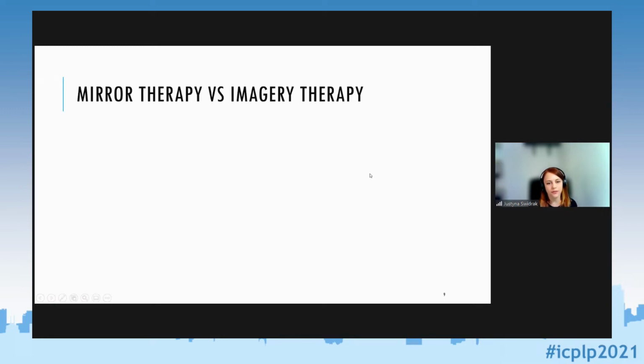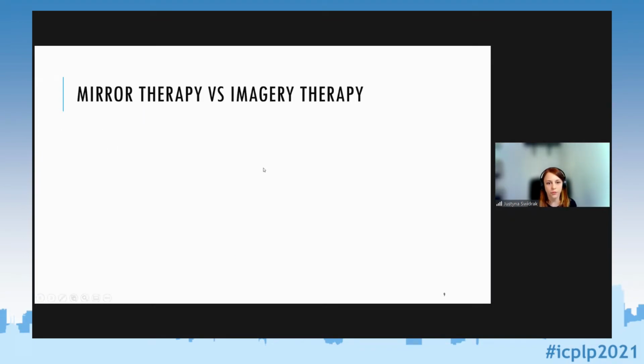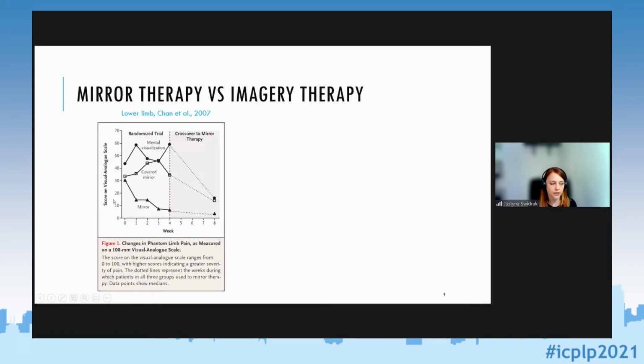In 2007, the first RCT study was published for the lower limb amputees, and 10 years later, it was replicated for the upper limb amputees. In both studies, there were 3 groups of patients. Patients in the mirror group attempted to perform movements as you could see in the video, with a mirror reflecting the image of their limb. Patients in a covered mirror group did the same, but the mirror was covered with an opaque sheet. And patients in the mental visualization group were closing their eyes and imagining performing movements with the amputated limb.